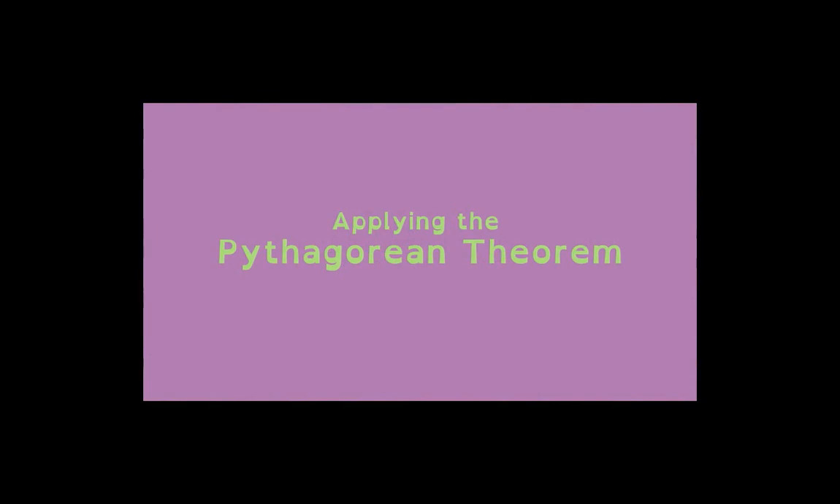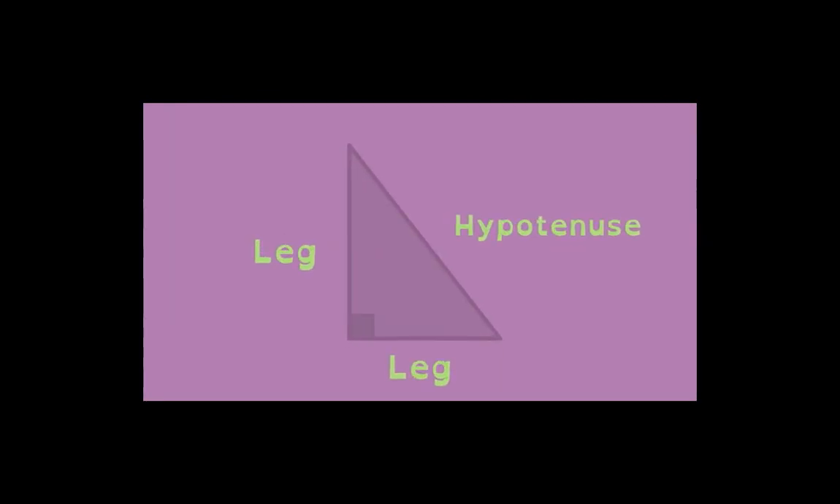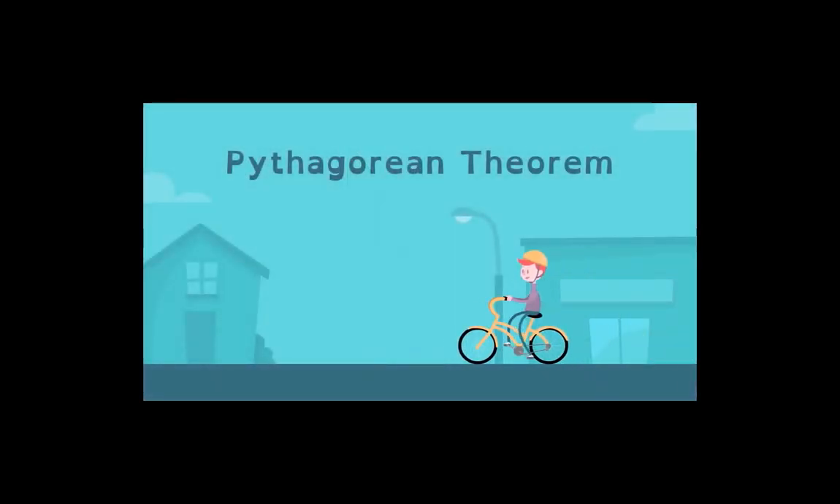Applying the Pythagorean Theorem. The Pythagorean Theorem states that the measure of two legs of a right triangle squared and added together equals the square of the hypotenuse. The Pythagorean Theorem helps people solve real-world problems.